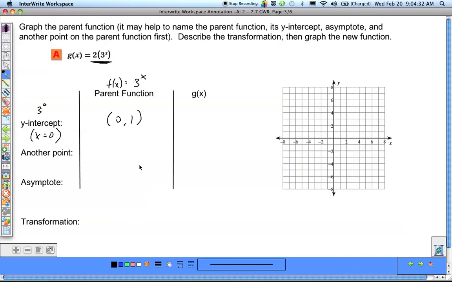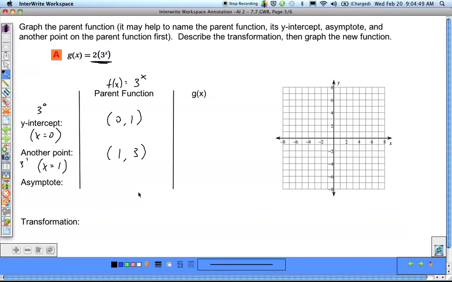Well, technically we found this point by just plugging in 0 for x, so let's just plug in another number for x. An easy number to use would be 1, and see what happens when we plug in that point. Well, 3 to the first power is just going to be 3, so we have the point (1, 3).